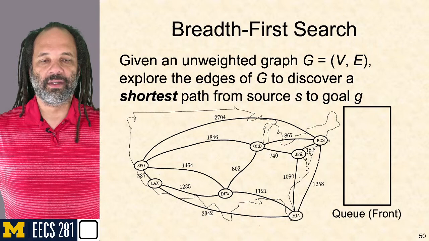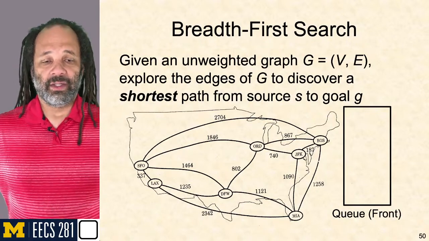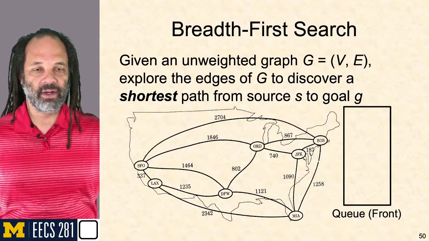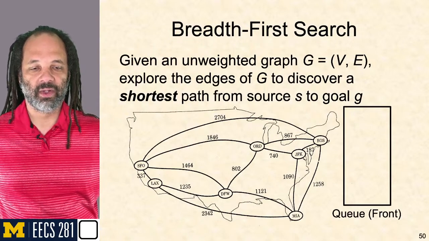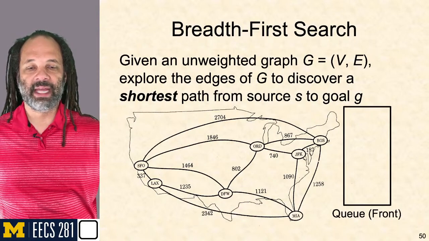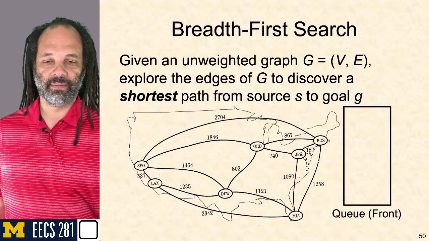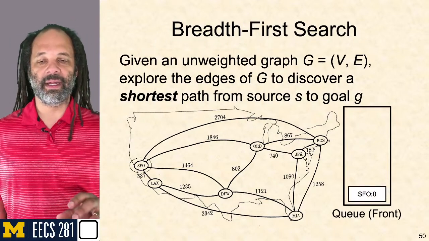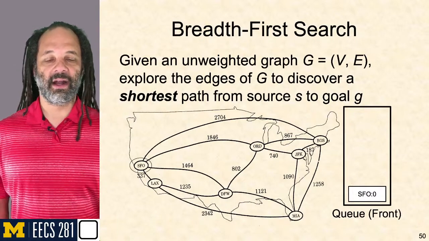So here's a similar animation of the previous one. Now I've got a Q with my front at the bottom there. It's a little bit easier on a slide to go vertical than it is horizontal. So my Q with the front at the bottom, and I'm going to do the same trip from San Francisco to JFK. Right, I'll put SFO in the container, mark it as being discovered, get things started, jump into my loop.